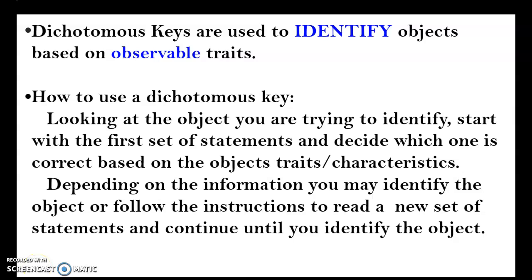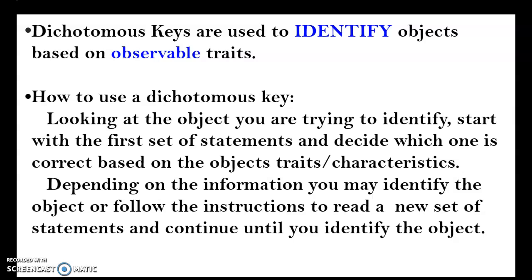All right, hello guys. Today we're going to be going over dichotomous keys. Okay, so what is a dichotomous key? A dichotomous key is a tool that is used to identify objects based on their observable traits. Some of the objects that they're used to identify include natural objects like birds, trees, rocks, fungi, insects, animals, all those things. So if you find something out in nature, and you don't know the name of it or the scientific name of it, you could use a dichotomous key to help identify it.